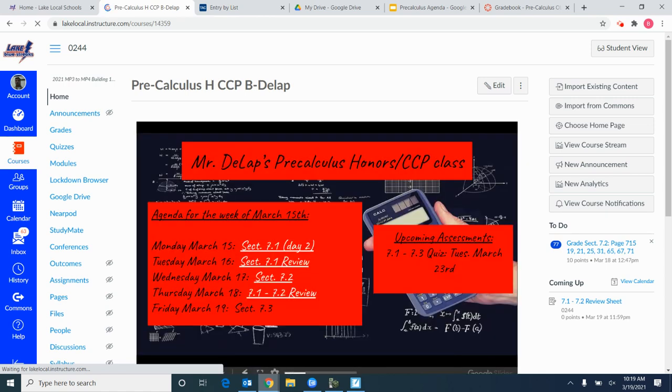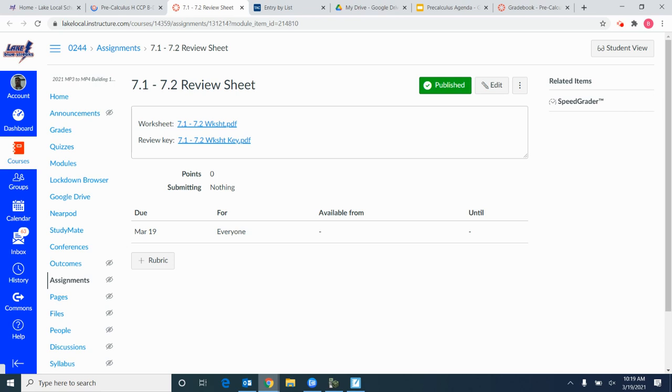So if you just go to the review, it's nothing to turn in. And then you've got the worksheet, which just gives you the problems, and the worksheet key where everything's worked out. So if you couldn't figure something out, or you just want to see it again, you can go there, and I'll leave that up as well.